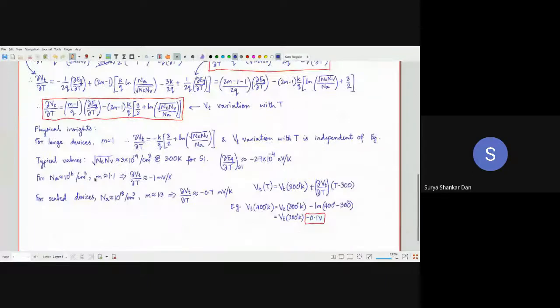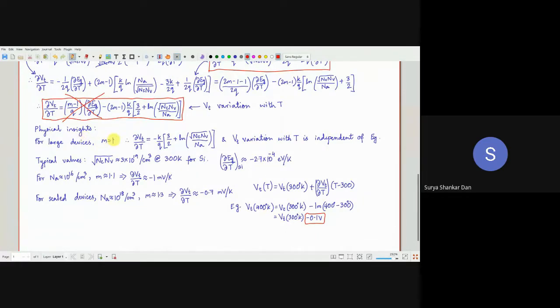So if that is the case for large devices, small m equal to 1. If you put small m equal to 1 in this equation, clearly this entire factor simply gets deleted. Okay, so then what we observe is that the Vt variation with temperature becomes independent of the material property. Just understand what I'm trying to tell you. This is the whole reason why I have spent the last 25 minutes with this.